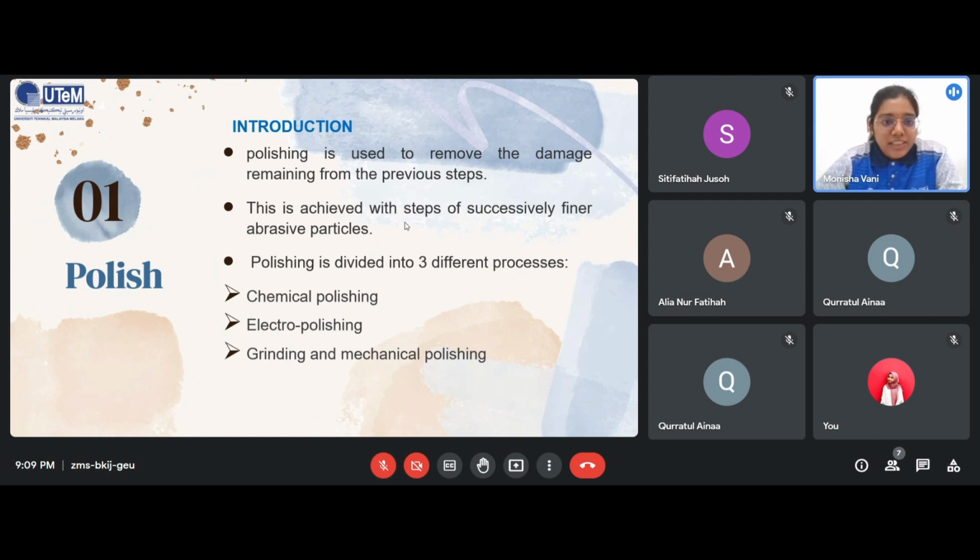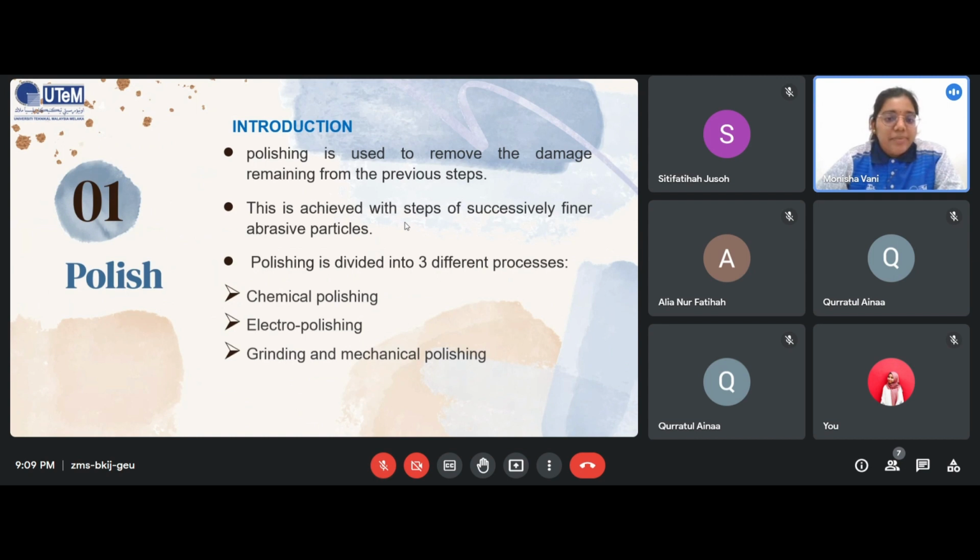Polishing is used to remove the damage remaining from the previous step, and it is achieved with the step of a final abrasive particle. Polishing is divided into three processes, which are mechanical polishing, electropolishing, and the last is grinding and mechanical polishing.